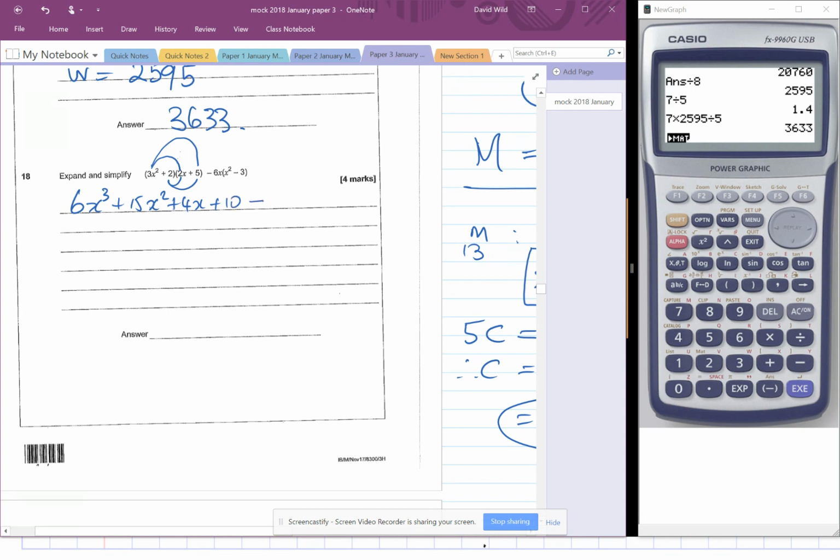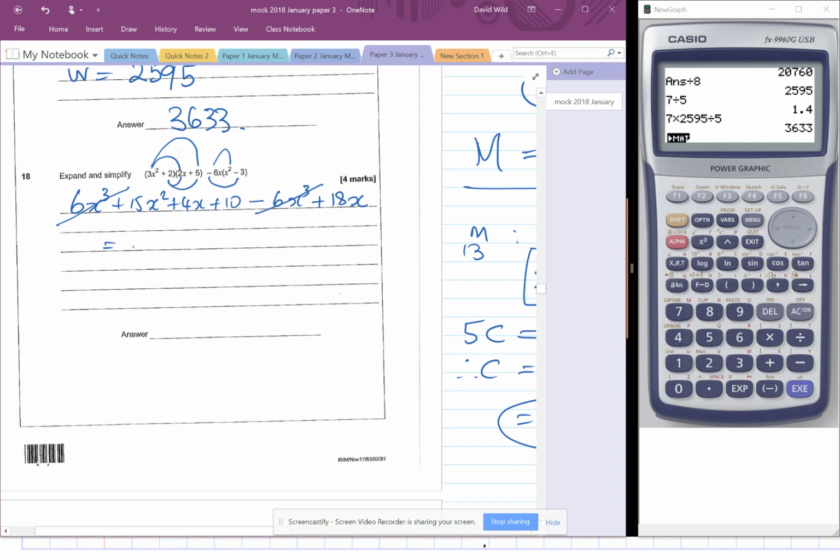When we subtract, well, this is where classic errors can take place. Minus 6x times x squared, there's a minus 6x cubed. Now minus times this minus makes a plus. Well, people will be forgetting that. 18x. Okay, so when we simplify, 6x cubed minus 6x cubed is nothing.